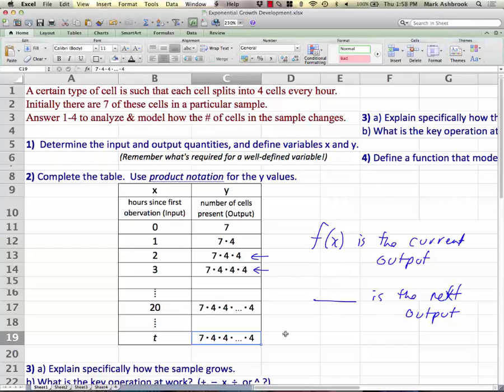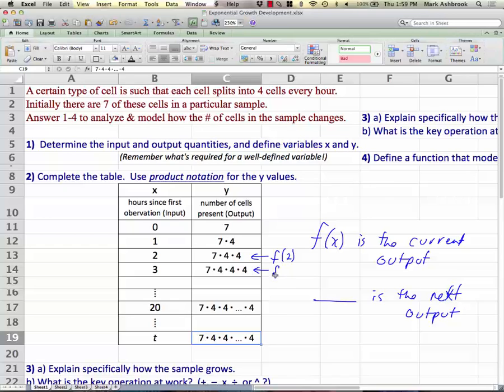Okay, Jenna's going to tell me. What do you think, Jenna? F of x? No, we're not taking a number of bacteria and plugging it into the function, right? Only time gets plugged into the function. So if the current output is f of x, say this one's f of 2, what's the next output? It is 4 times f of 2, but how can we represent it?